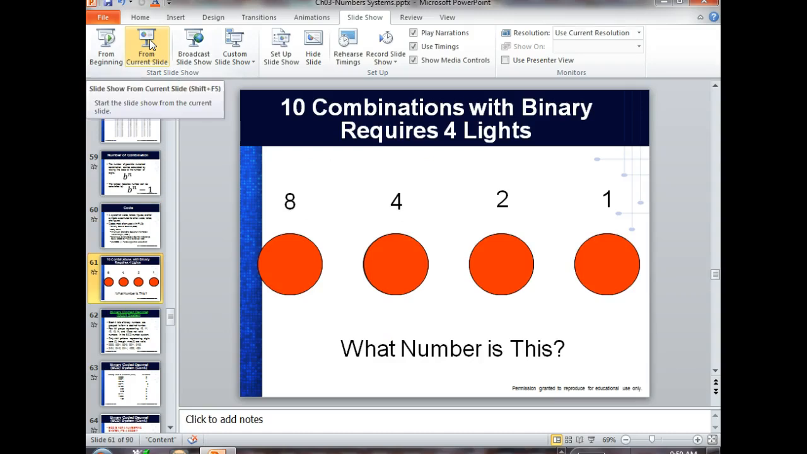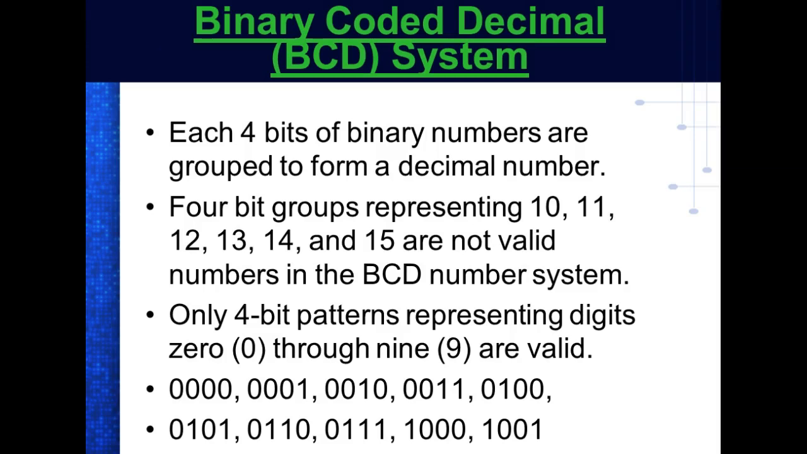Right? Everybody understand that? So that's what we do with BCD. BCD stands for binary, and what's the second word? Coded decimal. This is not a numbering system. It is a code. Code is when we use something to directly represent something else, right? So what we do is kind of like hexadecimal. We split it up in groups of 4. 4 bits representing 10, 11, 12, and 15 are what? Not valid. Only 4-bit patterns representing digits 0 to 9 are valid. So this would be BCD.